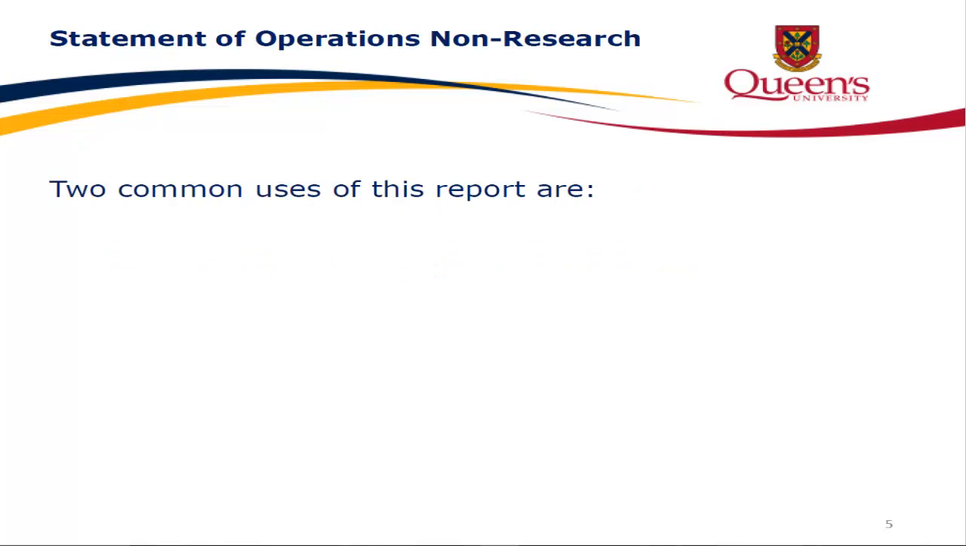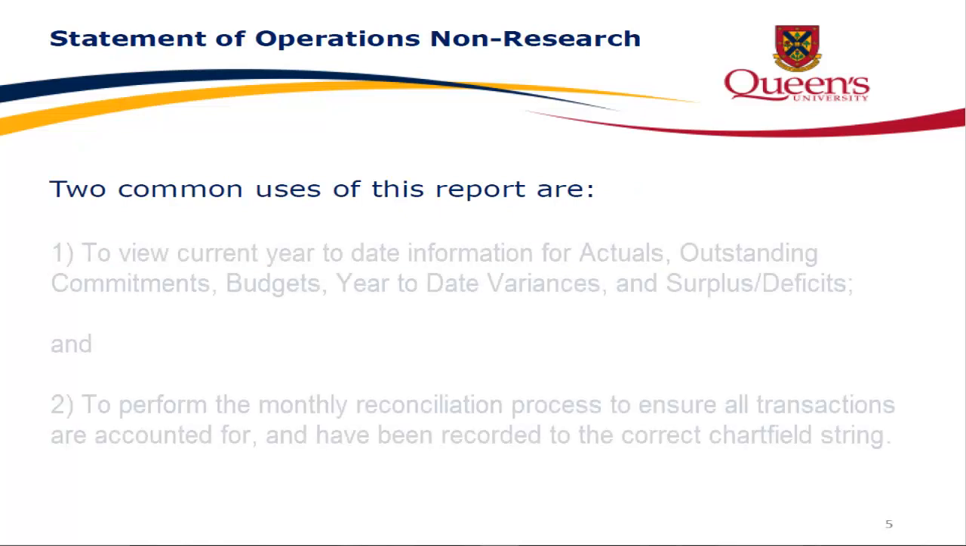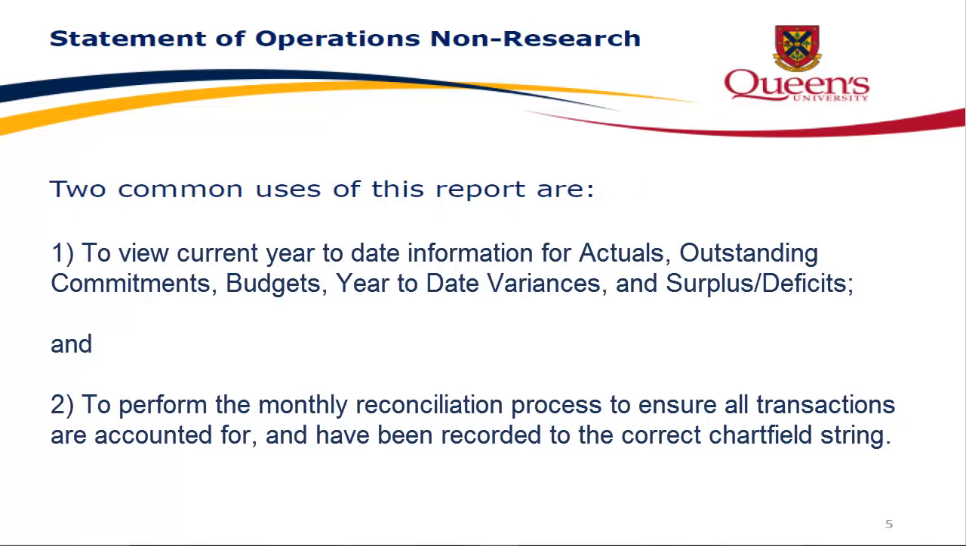The two most common uses of this report are to view current year-to-date information for actuals, outstanding commitments, budgets, year-to-date variances, and surplus deficits, and to perform the monthly reconciliation process to ensure that all transactions are accounted for and have been recorded to the correct chart field string. Both scenarios will be discussed briefly in this video.